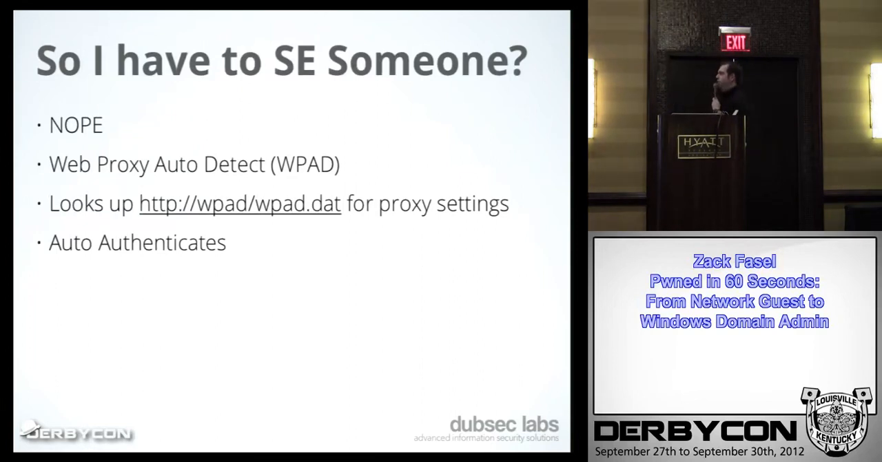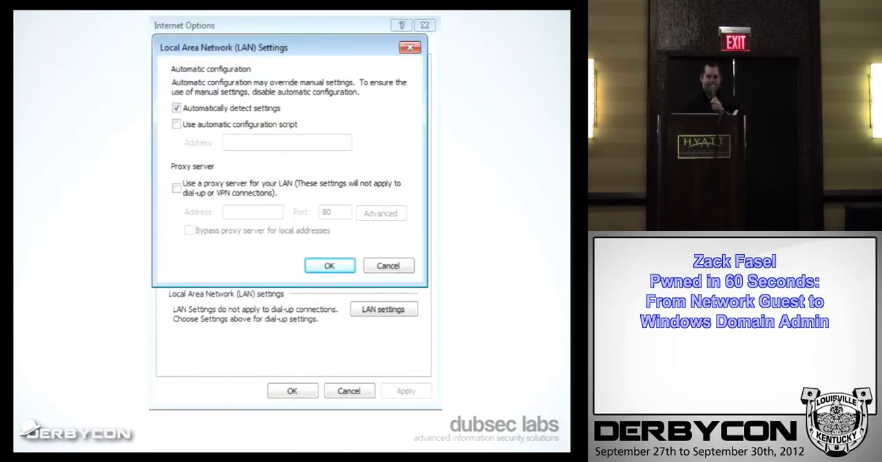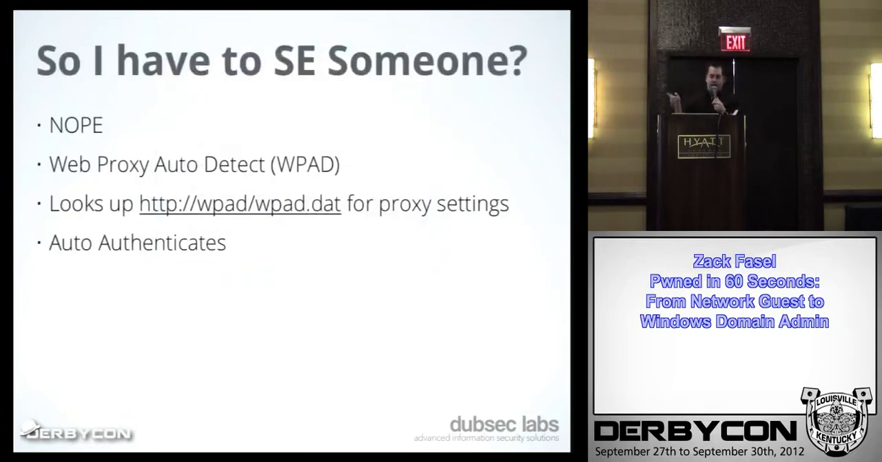Nope. So for those of you who are not familiar with web proxy auto detect, a lot of this is old information. I'm not going to try to solicit this as new information. We're just getting you up to speed. With web proxy auto detect, basically it looks for http://wpad, wpad.dat for proxy settings on the network. Y'all know that little checkbox in IE and other browsers that says automatically detect my settings? Yeah, that's wpad. So wpad broadcasts across the network, tries to find it, and if it finds that server and it requests NTLM authentication, your client just auto-authenticates.